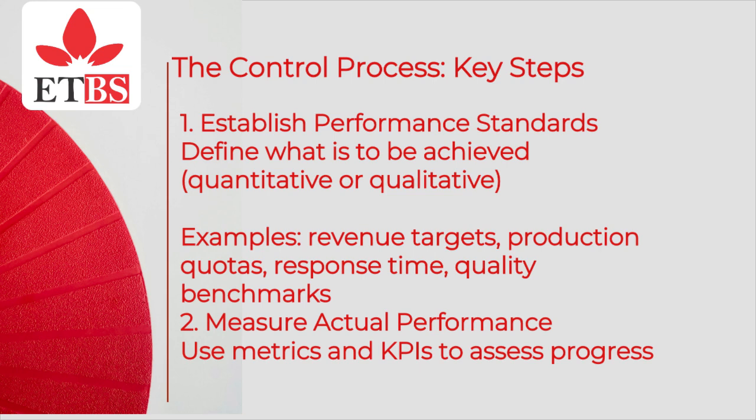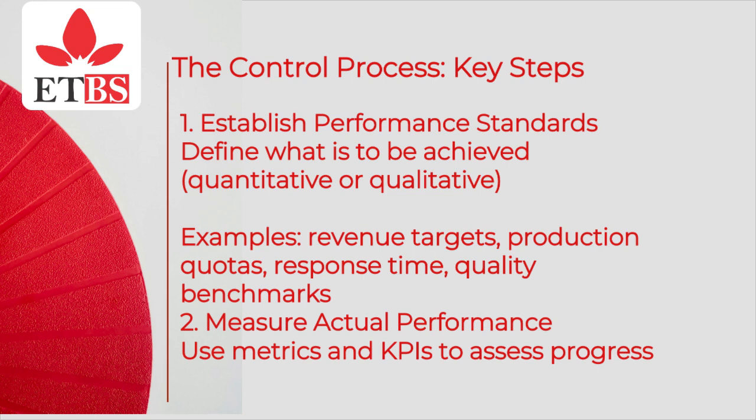3. Compare performance with standards. Analyze variances, positive or negative. Distinguish between acceptable and unacceptable deviations. 4. Take corrective action. Address root causes of underperformance. Revise strategies, train staff, or reallocate resources. May involve resetting standards if necessary.